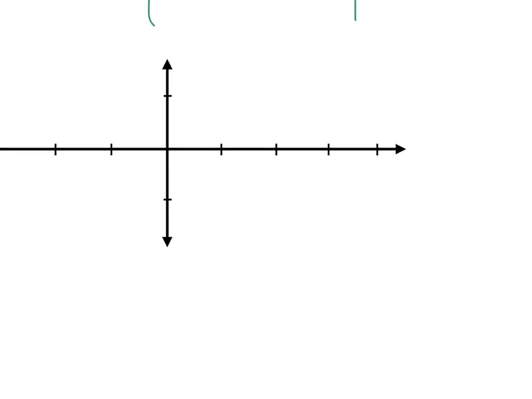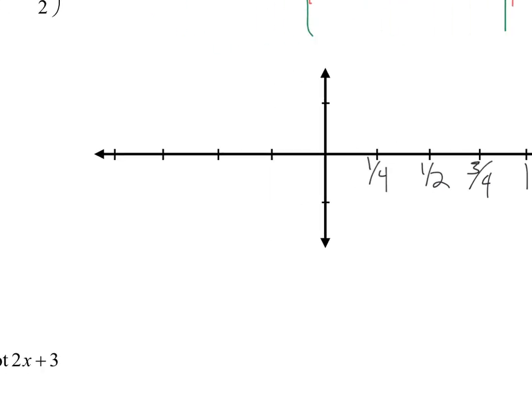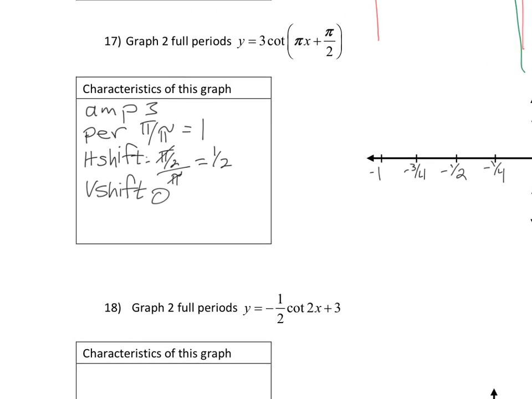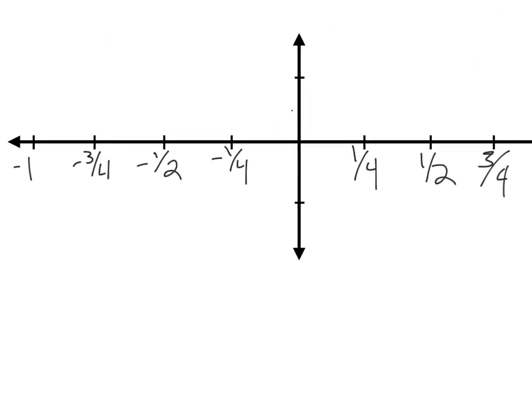All right, so we have 1. Put these negative. Oops. All right, my amplitude was 3. Alrighty.